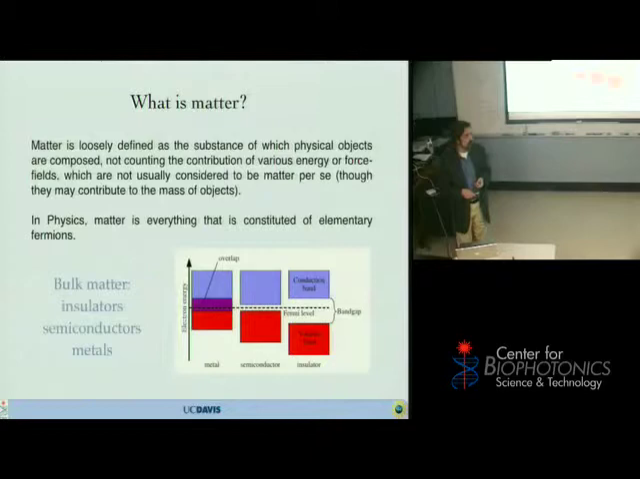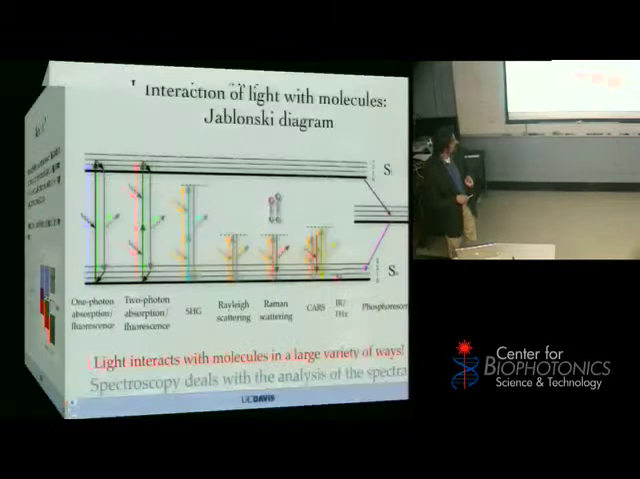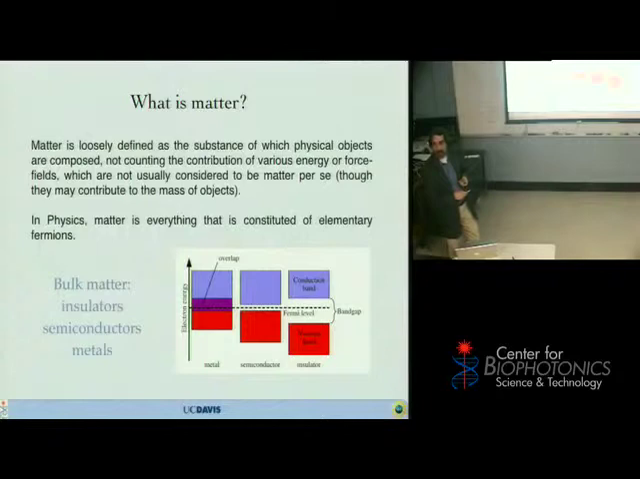I'm going to talk briefly about the interaction of light with each of these: with metals, with semiconductors, and insulators. For the sake of this talk, I'm going to consider molecules as insulators because they have a large band gap. You need a lot of energy to get one electron from the ground state to the excited state. So I'm going to consider them insulators. I'm going to talk first about molecules, then semiconductors, and then metals.